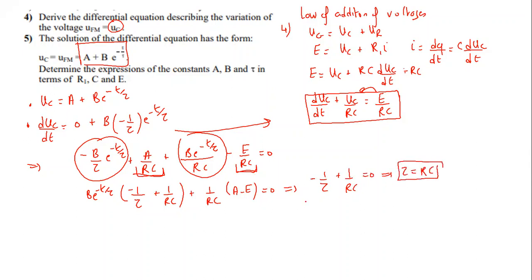So that's how we found the first unknown. The second one, A minus E equals 0, which means that A equals E. And the last unknown is B.